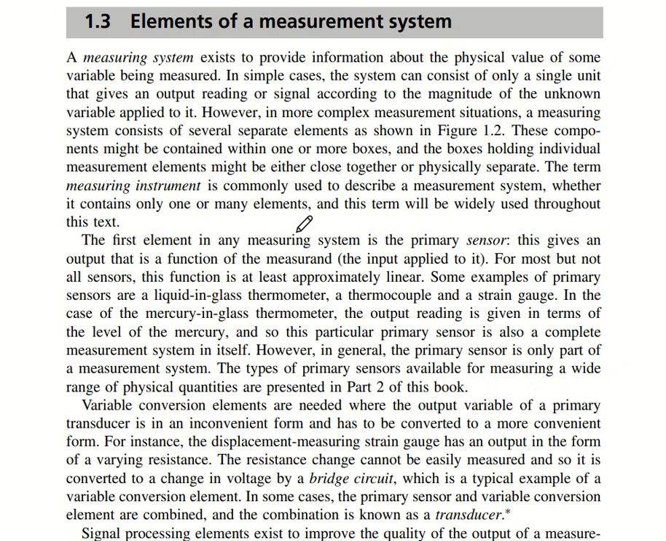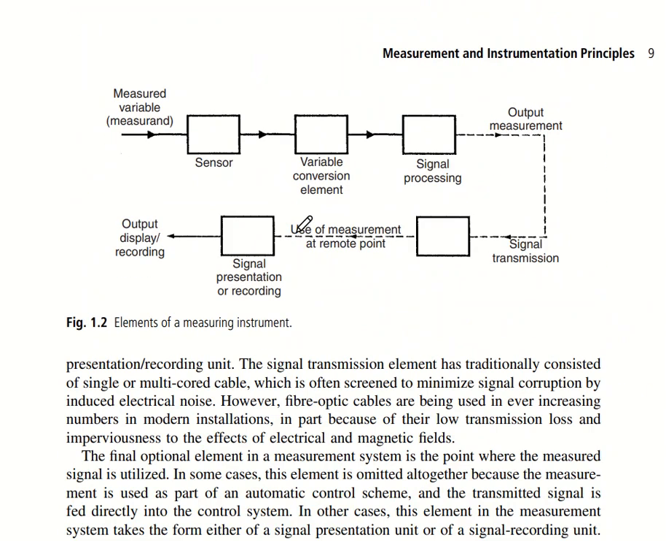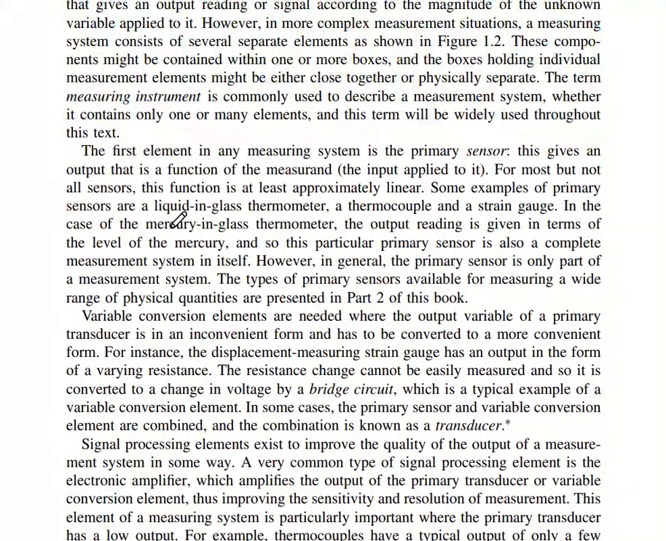Now let's see what the elements of a measurement system are. A measuring system exists to provide information about the physical value of some variable being measured. In simple cases, the system can consist of a single unit that gives an output reading or signal according to the magnitude of the unknown variable applied to it. But in more complex systems, a measuring system consists of several separate elements, which you can see in this image. We have the sensor, the variable conversion element, signal processing, then the output gets measured, the signal gets transmitted, then we use the measurement at different remote points, and signal presentation or signal recording takes place, and then we get the output. So that's the complex one, right?